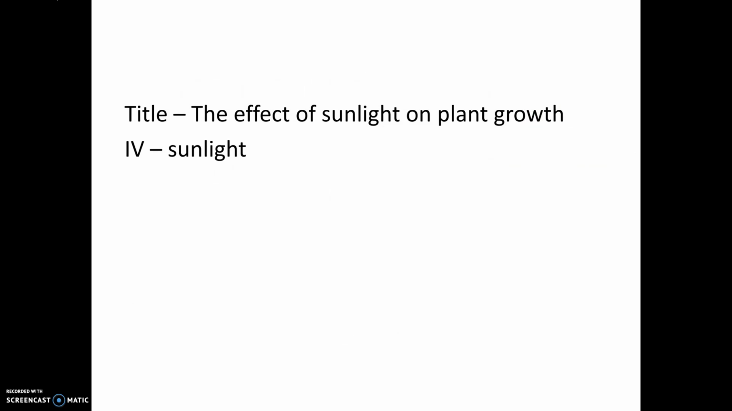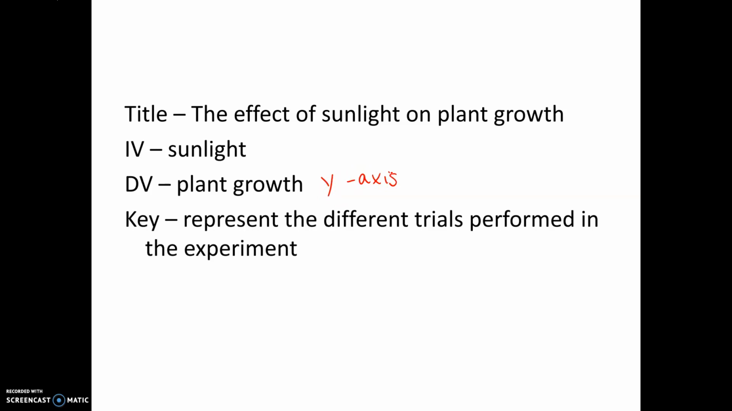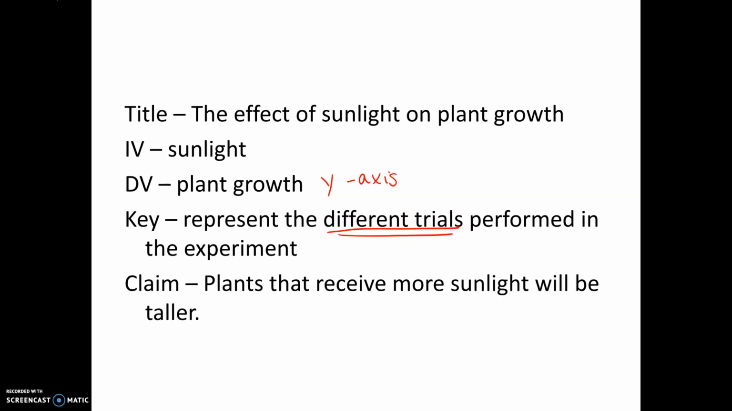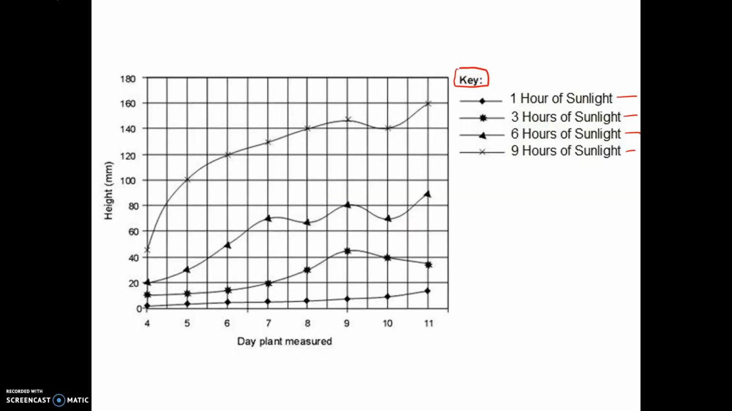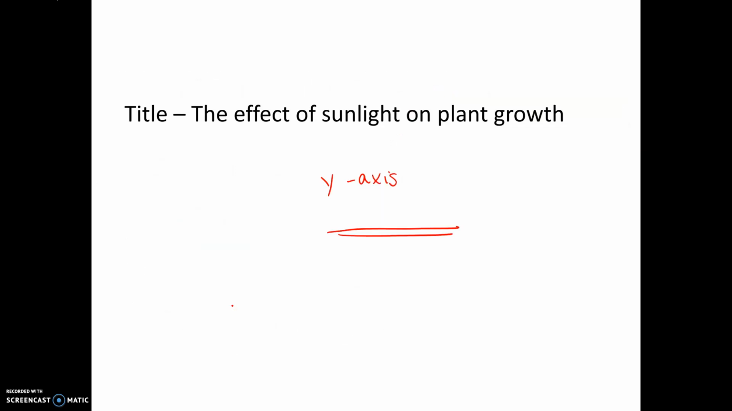So that's our independent variable. Our dependent variable is going to be plant growth. That was on our y-axis. Our key is representing the different trials performed in the experiment. And a claim we can make here, plants that receive more sunlight will be taller. So we saw that with our graph. Here's our 9 hour line. We can see overall that plant is taller than any of our other plants here.